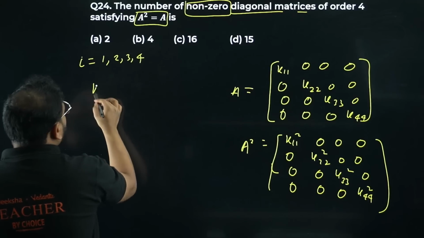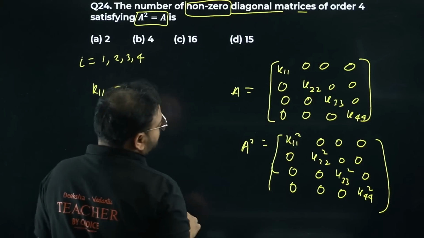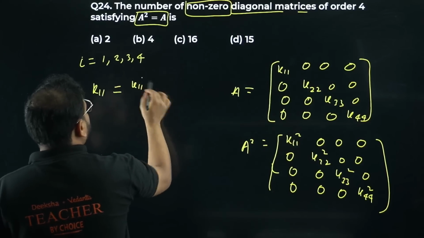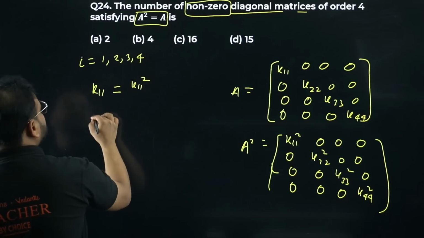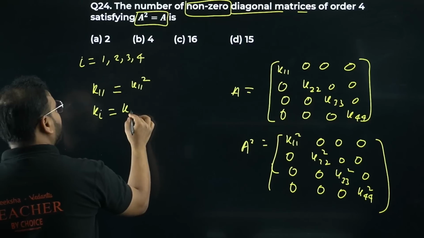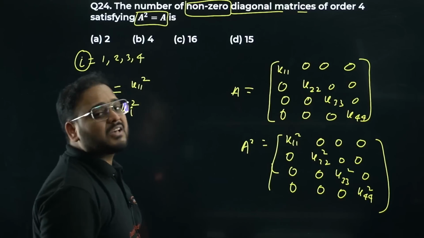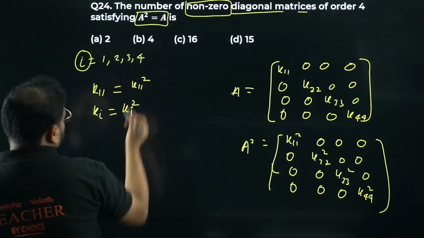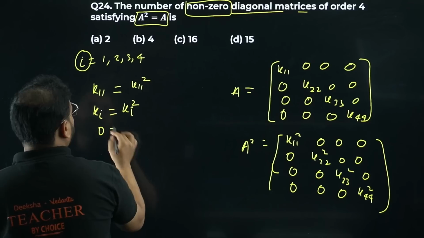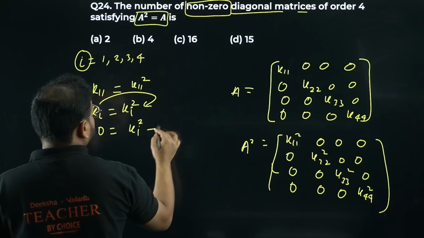So basically K11 will be equal to K11 square. I can write this very simply as Ki equals Ki square. Why Ki square? Because i is 1. I can write it for 2, 3, anything. Write 0 over here and move this to this side. I get Ki square minus Ki.